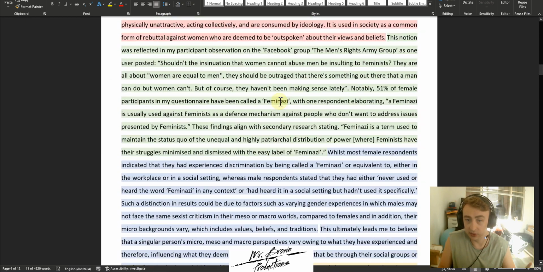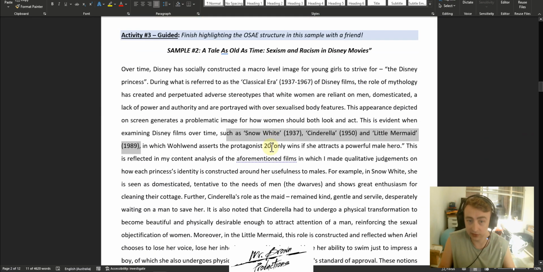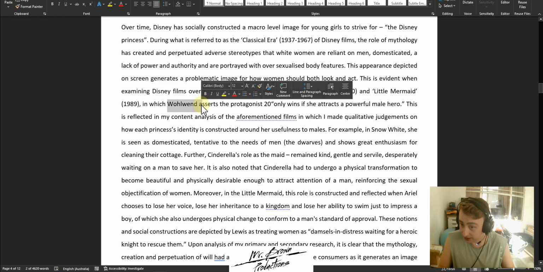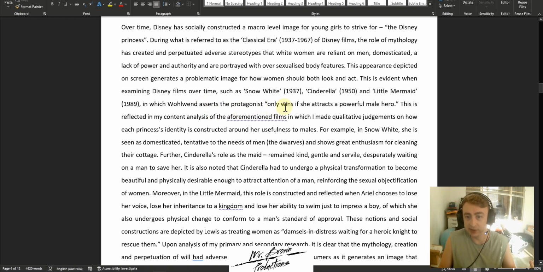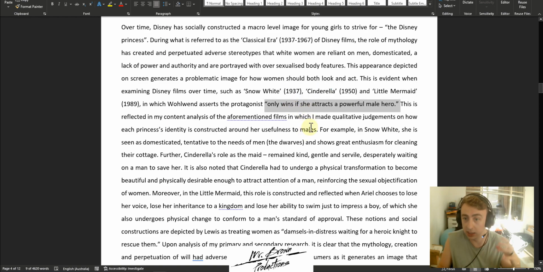What we have here is that we have weaved in our change over time. Okay, so we're looking at time as a concept here, so that's really good. So you can see how that's starting to integrate in here. In which Walwyn asserts, so we're referring to secondary research, the protagonist, oops, that's an old footnote, so we'll get rid of that. In which he asserts the protagonist only wins if she's attracted to a powerful male hero. Okay, so we've even got the concept of gender coming through here as our culture comparison as well. Now, you guys should be annotating this as I talk.